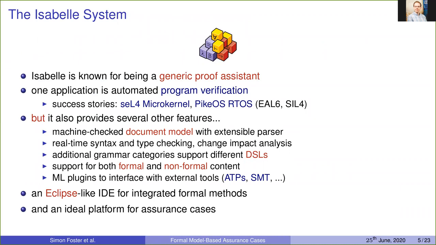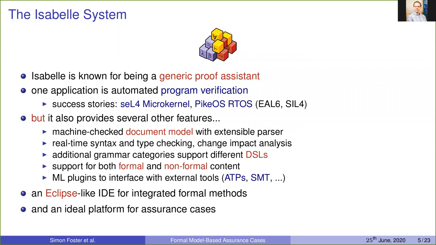And the particular piece of software that we are using for assurance case automation is Isabelle. You might have heard of Isabelle, that it's a generic proof assistant, and indeed it has been very successful in this area. It's been applied to automated program verification, and some success stories include, of course, the famous seL4 microkernel, and also PikeOS, which is a real-time operating system.